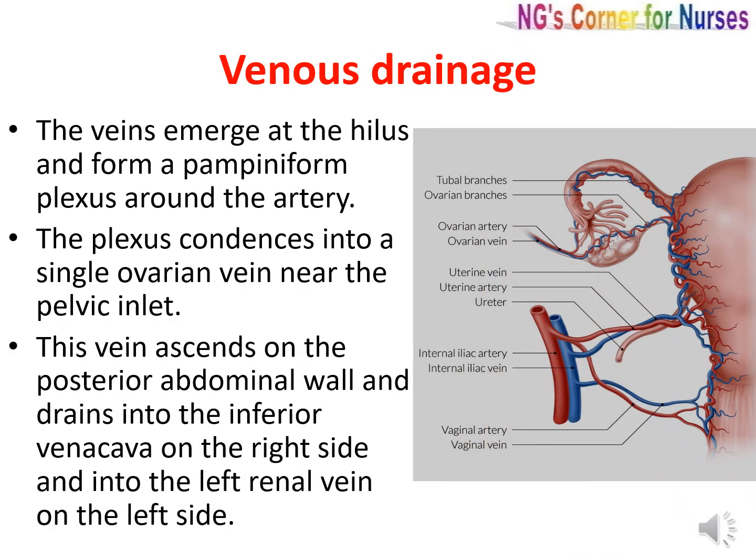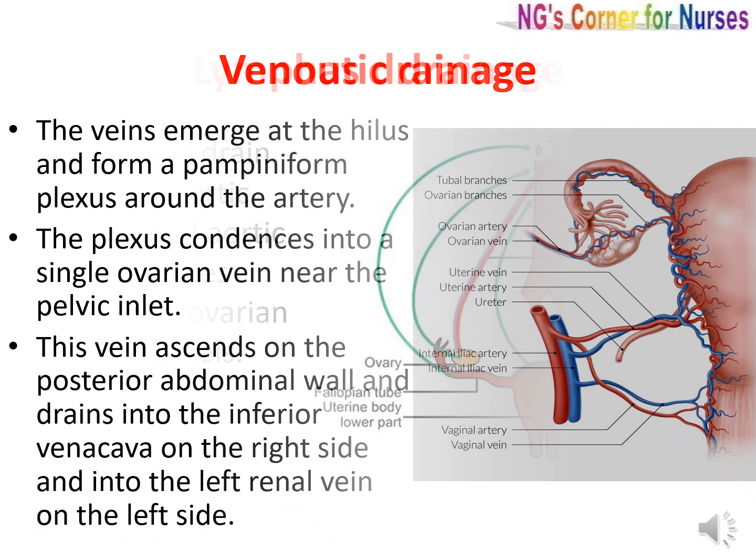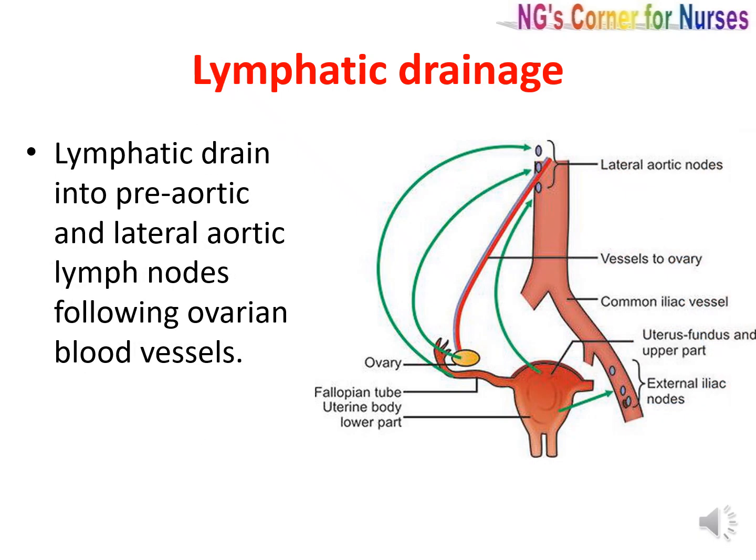Next, coming to the venous drainage. The veins emerge at the hilus and form a pampiniform plexus around the artery, and the plexus condenses into a single ovarian vein near the pelvic inlet, and this vein ascends on the posterior abdominal wall and drains into the inferior vena cava on the right side and into the left renal vein on the left side. Next, coming to the lymphatic drainage. The lymphatics drain into pre-aortic and lateral aortic lymph nodes following ovarian vessels.